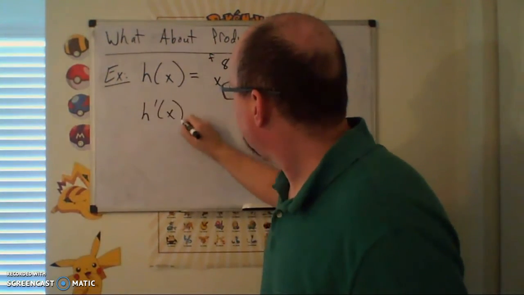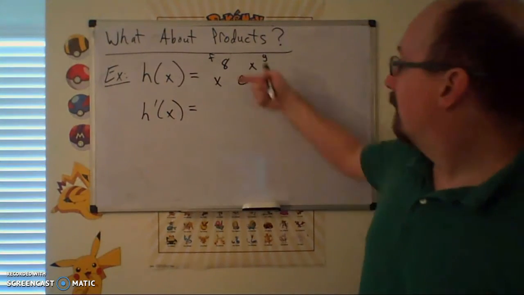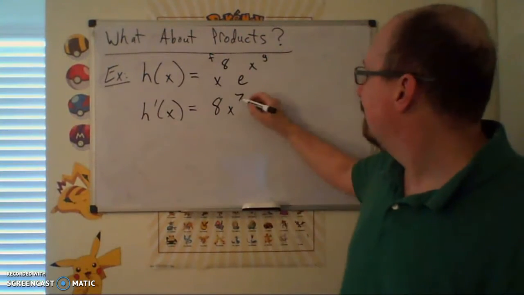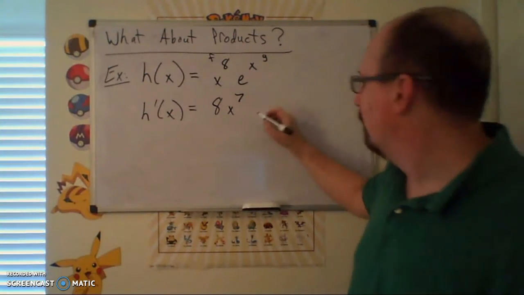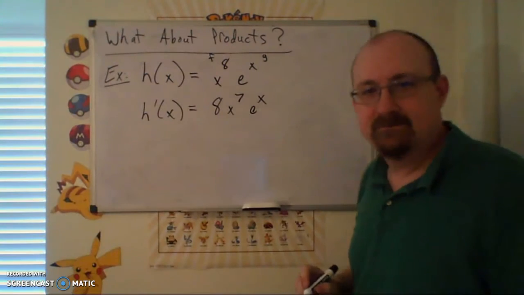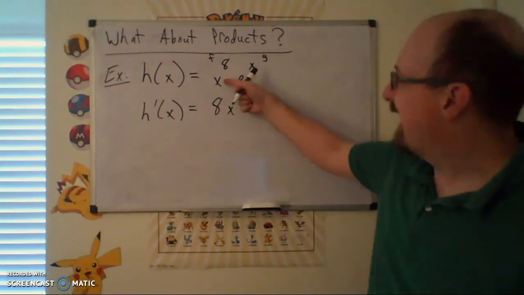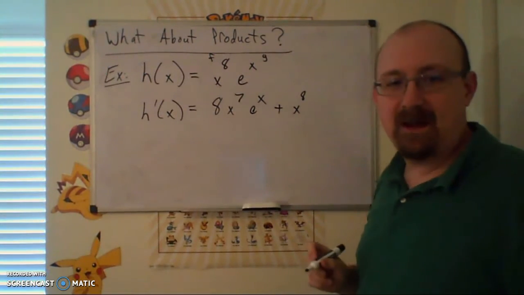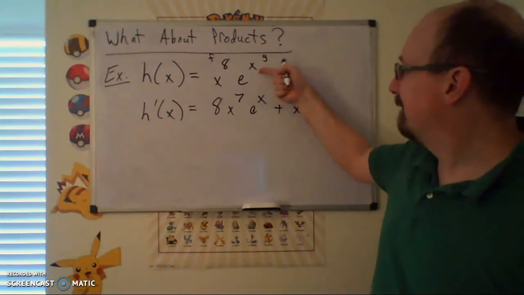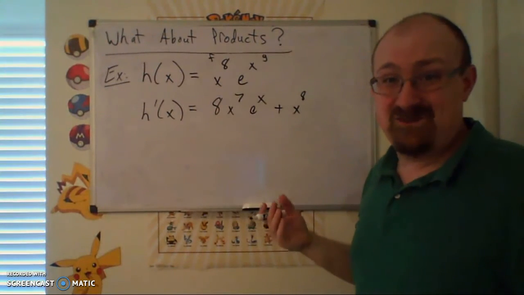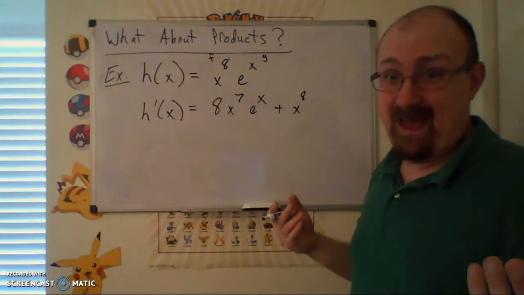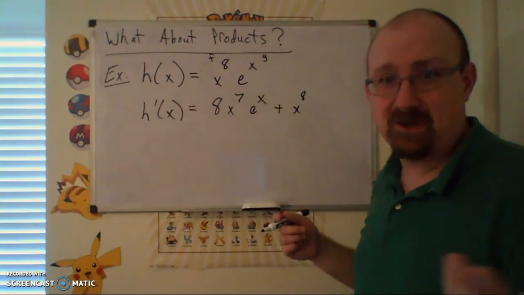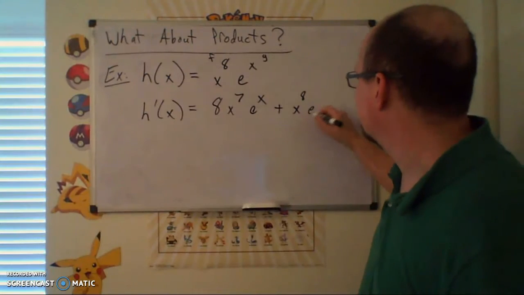Anyway, h prime of x here, we take the derivative of the first guy, so we get 8x to the 7th, and e to the x we leave alone, plus, now we leave the f term alone, so we get x to the 8th smiling back at us, times the derivative of g. The good news is, g is e to the x. What's the derivative of e to the x? That's right, student, it's e to the x again. It just kind of sits there and grins at you while you take a derivative, and nothing really changes.